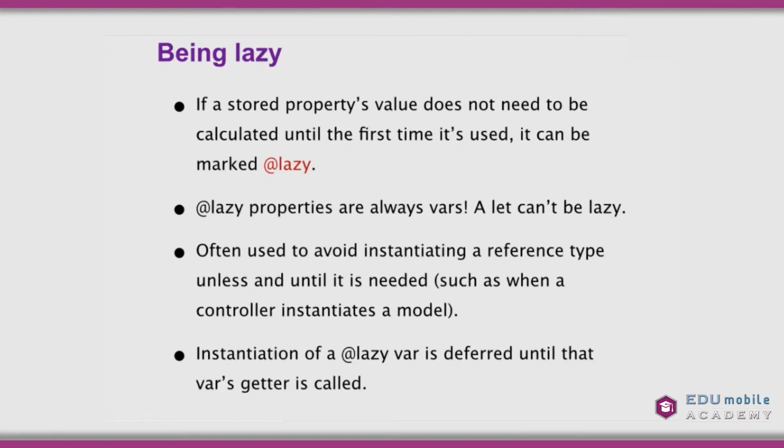So now what happens if a stored property's value doesn't need to be known until the first time it's used? If that's the case, we can mark it as lazy. This is lazy instantiation, the same lazy instantiation that we used in Objective-C, the same kind of lazy instantiation we used in any object-oriented language. We're just giving it the name lazy. So now we can mark a property to be lazily instantiated.